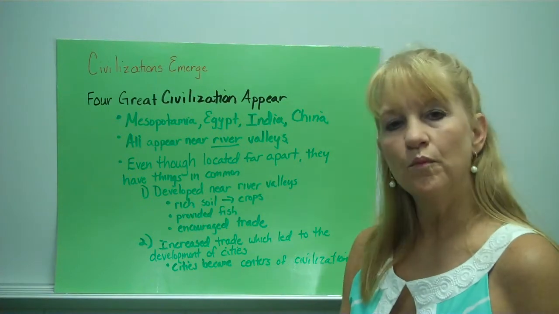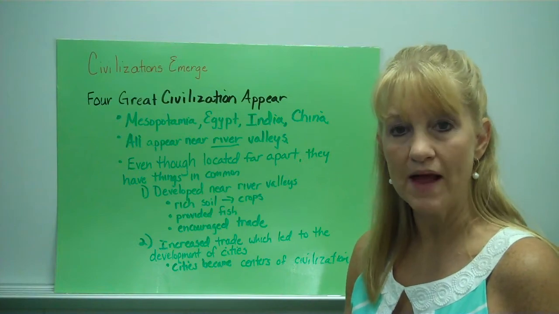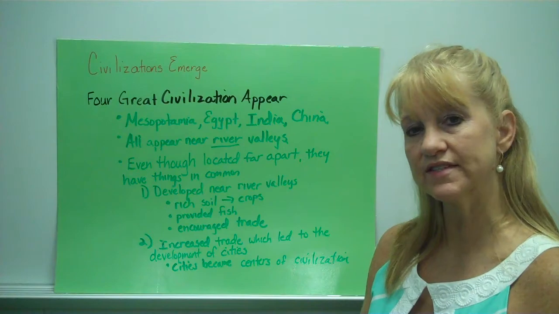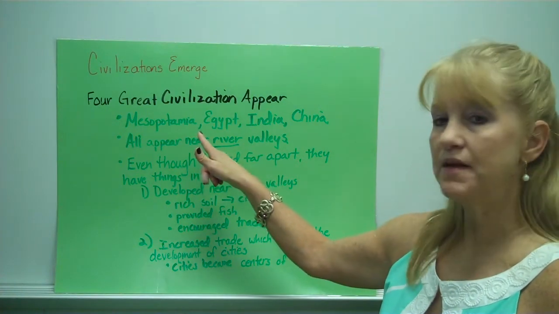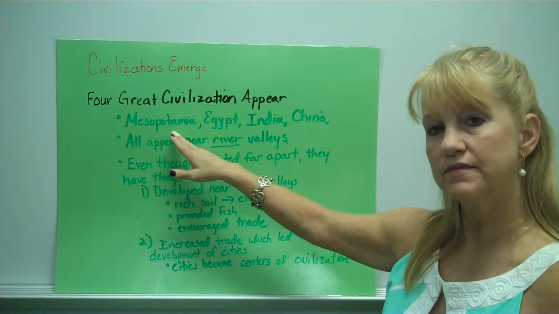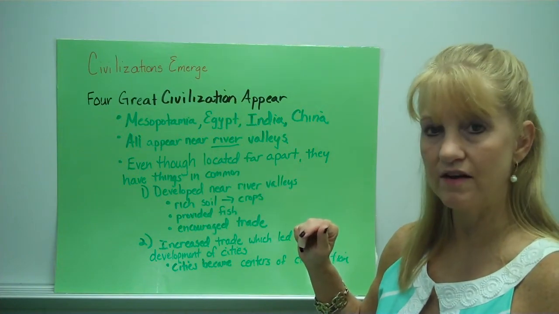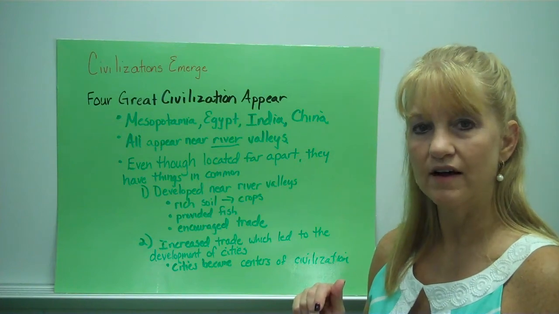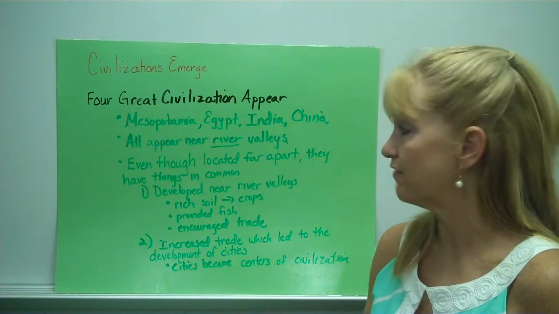Now, we do see that during this agricultural revolution, many nomads settled in permanent settlements, and we see civilizations emerge. There are 4 great civilizations: Mesopotamia, Egypt, India, and China. Mesopotamia is located in Southwest Asia. Egypt is located on the continent of Africa. India and China are also located on the continent of Asia. All of these civilizations appear near river valleys.